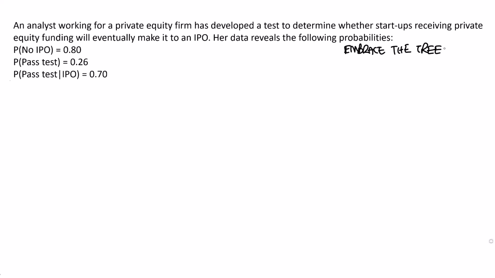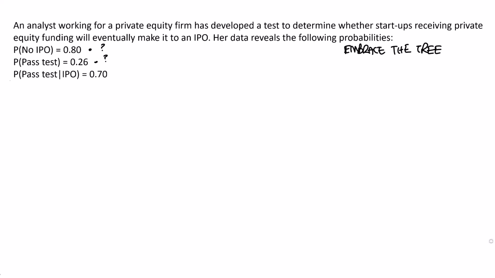Here we go. Probability that this startup has no IPO, 0.8. Look at that. An unconditional probability stands on its own. Whenever you see an unconditional probability that just stands on its own, that makes me think that could be the root of the tree. That could be where I start. But, plot twist, we've got another one here. Probability that we pass the test is 0.26. So again, that stands on its own. So where am I starting the tree? Where's the root of the tree? Do I start with the IPO? Do I start with passing the test?